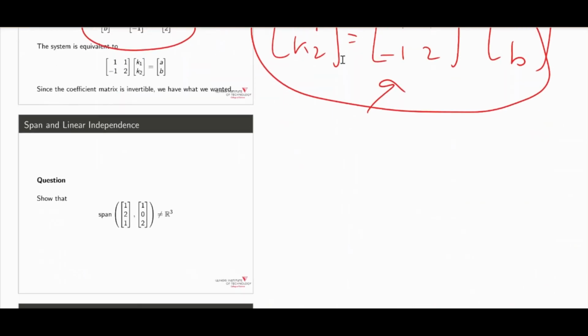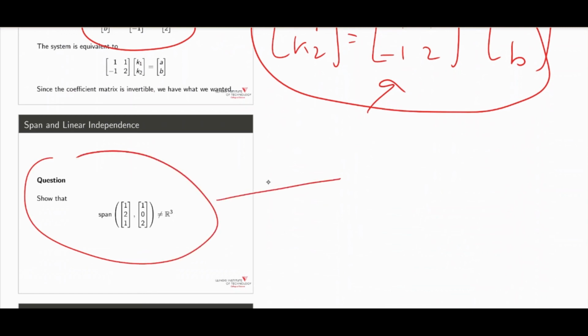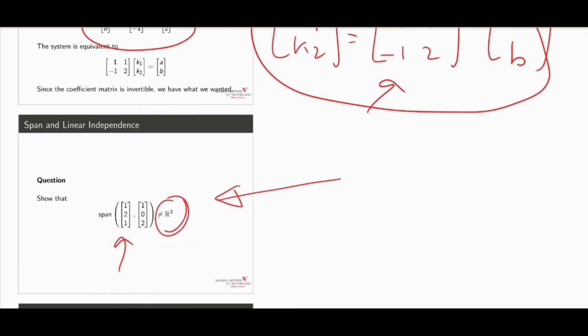All right, so right now we have a question for you. You should try to think about how to solve these two problems. You have these two vectors in R3, and the question for you is to show that the span of these two vectors cannot be R3, which means that there are some vectors in R3 that cannot be written as a linear combination of these two vectors. So not every vector in R3 is reachable by these two vectors. There are some that are not reachable.